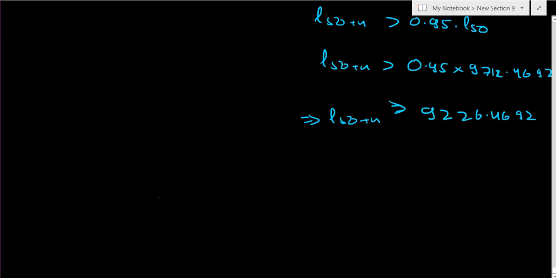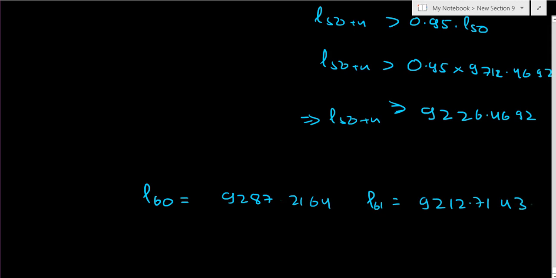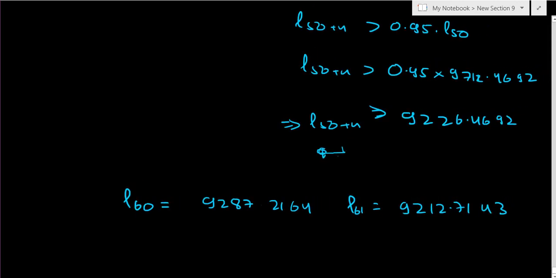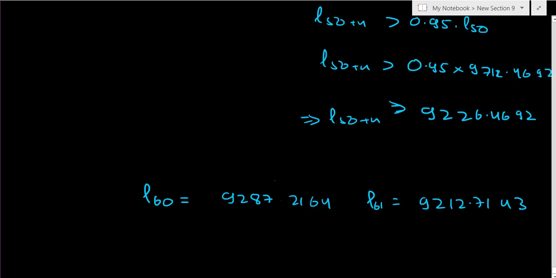And it turns out that L60 is equal to 9287.2164, and L61 is equal to 9212.7143. So what I want is the L value to be greater than this. So the greater value is L60. That's what it is. So n is equal to 10. That's something we know now.